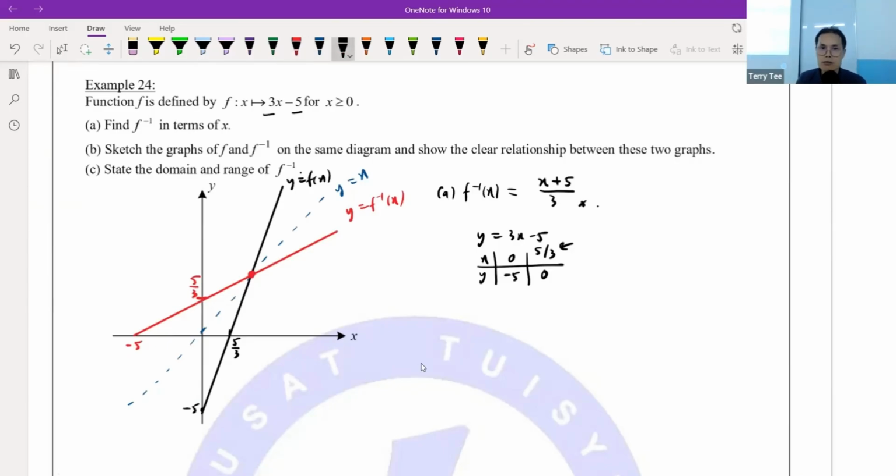I still have to do one last thing: state the domain and range. Very simple. Your domain here becomes a range. Originally, your range for f(x) is -5 onwards. So let's just focus on the red line. The domain of your f inverse is x ≥ -5, whereas your range is your y value. The whole graph is above the x-axis, so we say the y of your f inverse x is ≥ 0.